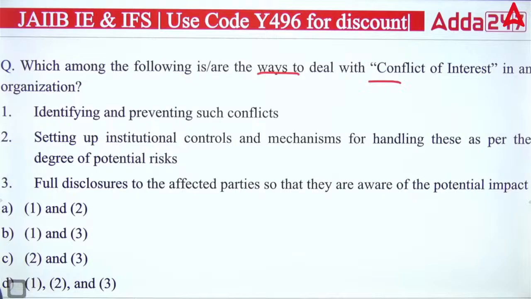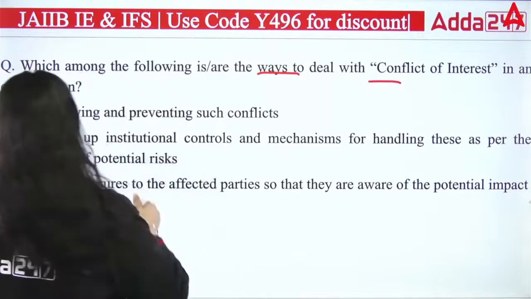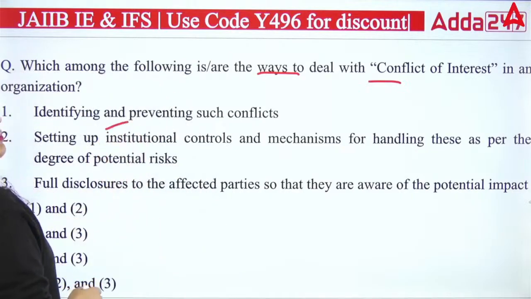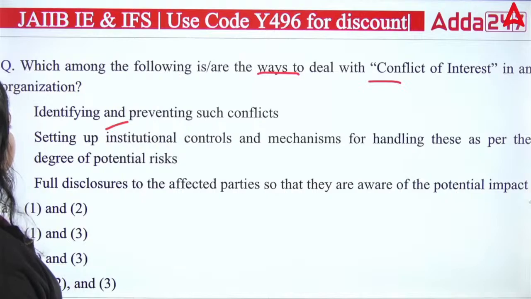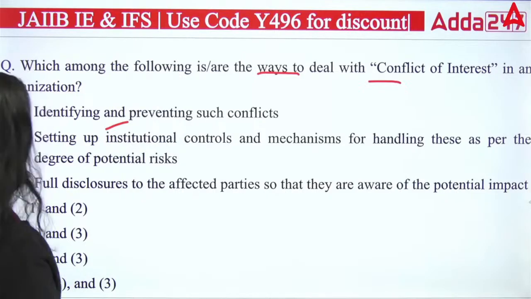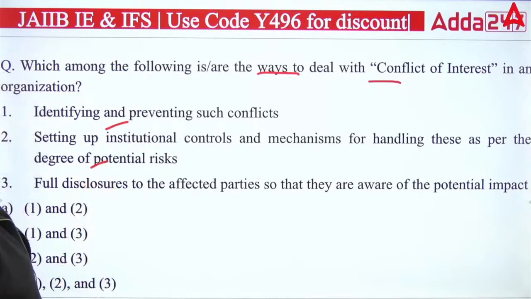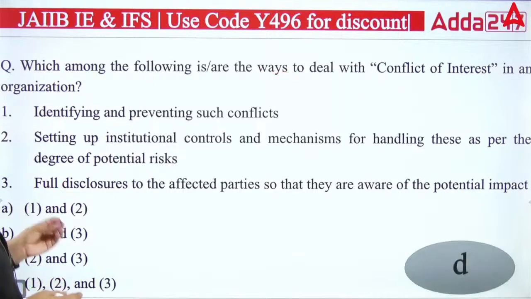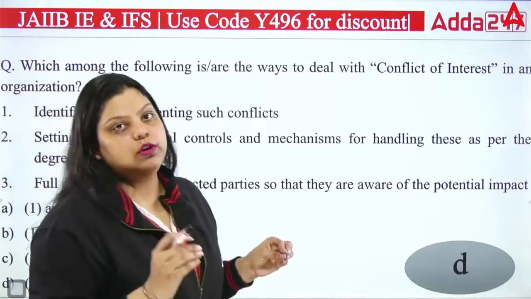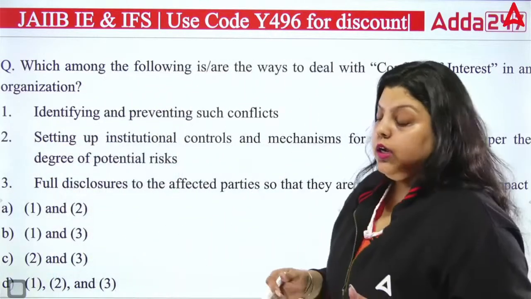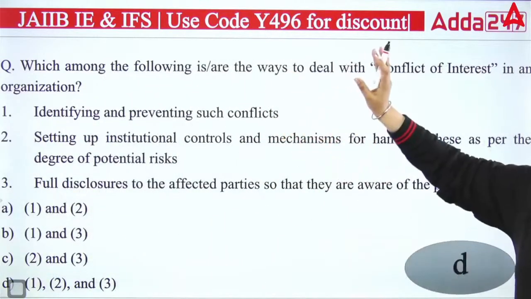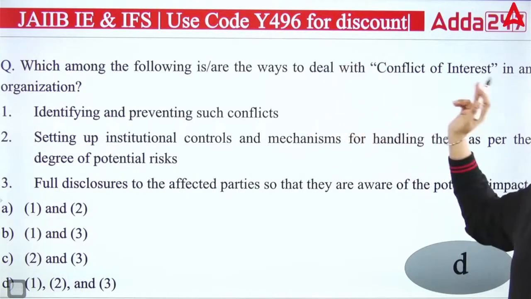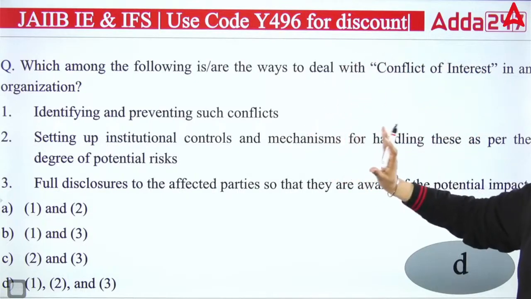First is saying identify and prevent such conflicts. Setting up institutional control and mechanism for handling these as per the degree of potential risk. Then full disclosure to the affected party so that they are aware of the potential impact. So all are the ways by which you can deal with conflict of interest in an organization. All the points here are right, and these steps should be taken when dealing with conflict of interest.